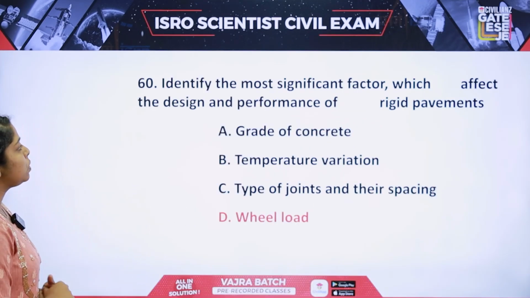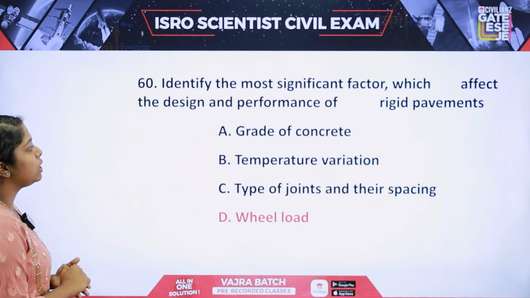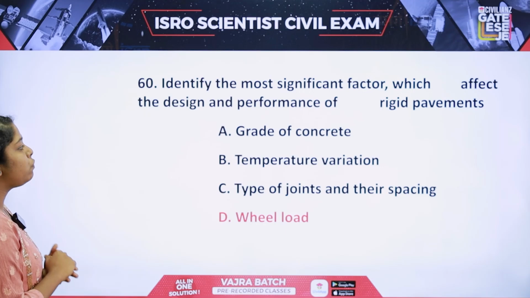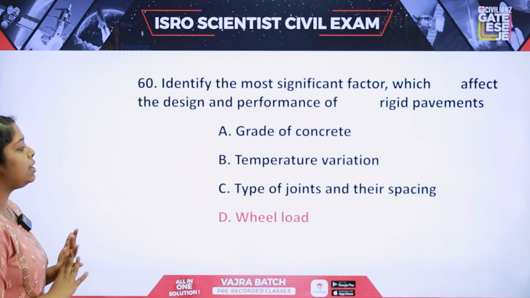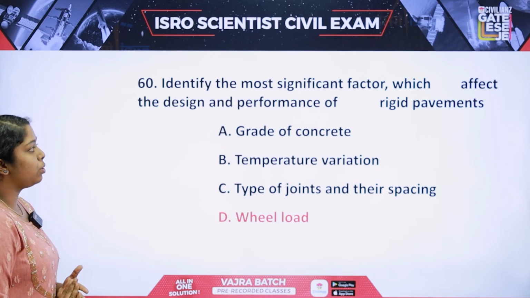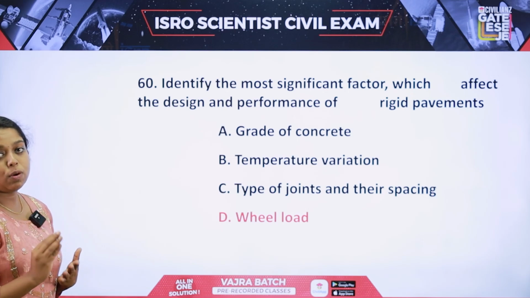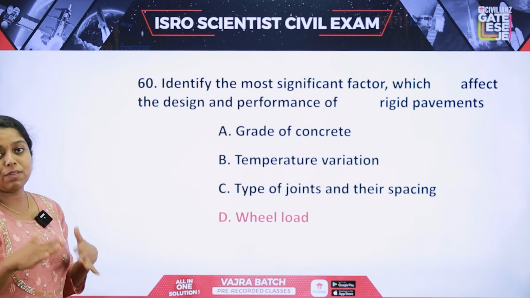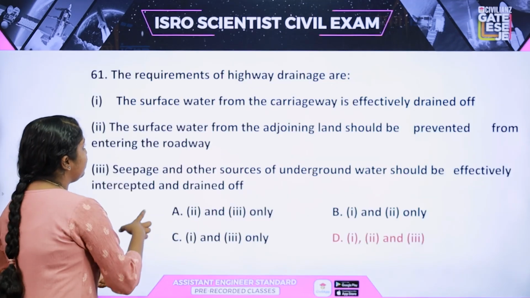Moving on to the 60th question. Identify the most significant factor which affects the design and performance of rigid pavements. We have been given 4 options: grade of concrete, temperature variation, type of joints and their spacings, and wheel load. But the most important factor for the design and performance of rigid pavement is obviously the wheel load which is happening on that pavement. So, option D is the right answer.